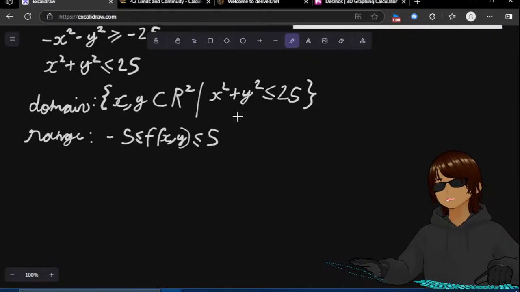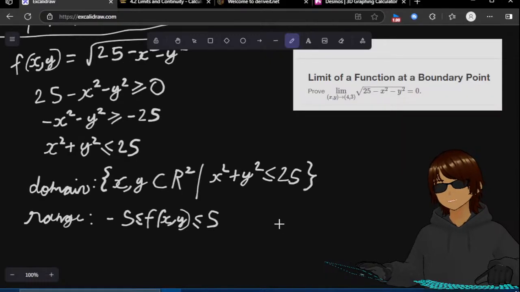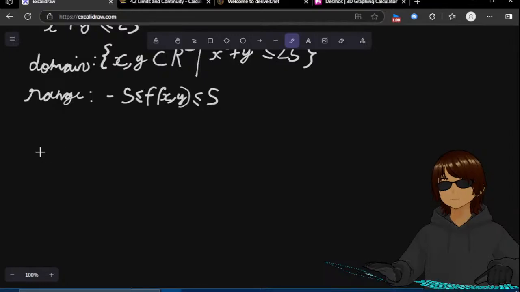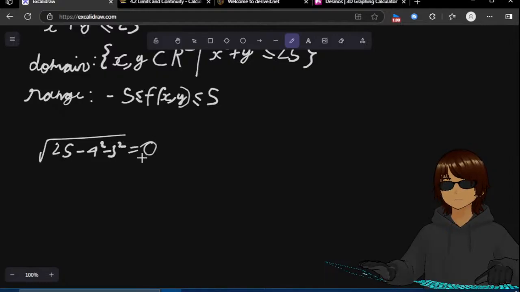But how do you prove the limit? That's what I don't understand. I mean, we can substitute it in, but we can substitute 4 and 3 in to show that it's 0. You can substitute any value of x or not. So first we can do this. 4 squared minus 3 squared is 0.